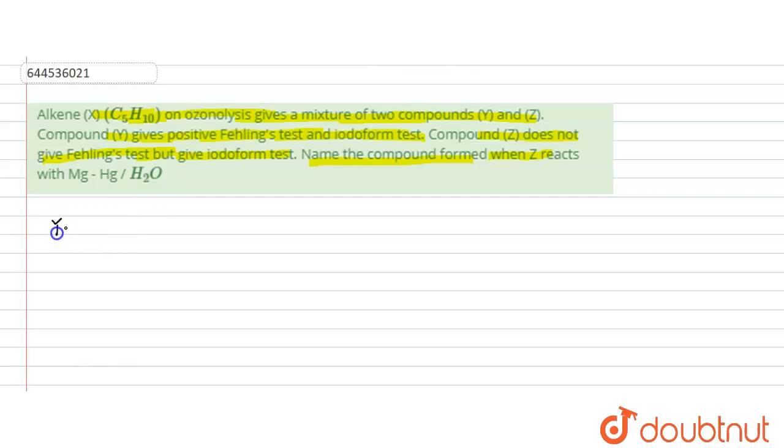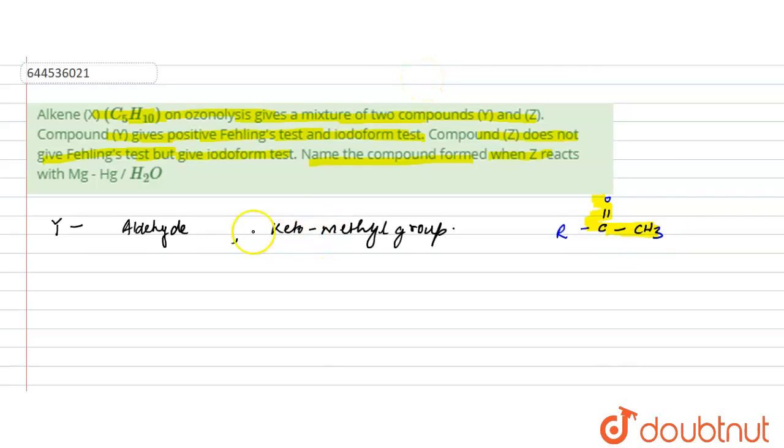Okay, fine. So our first aim is to find out what is X, Y, Z. You have been given that Y gives positive test with Fehling as well as iodoform. It means that Y must be an aldehyde, because aldehyde gives positive test with Fehling solution, and on top of that Y should have a keto-methyl group. What do you mean by keto-methyl group? It is like this: C double bond O. Here there can be any R, but here CH3 must be present. So it's a keto-methyl group, that is, a methyl group is present adjacent to a keto group.